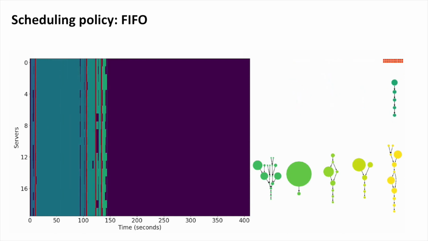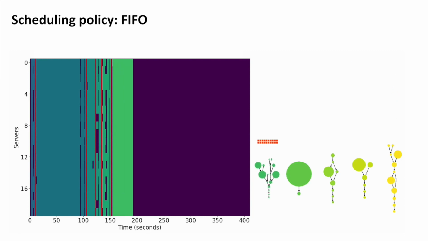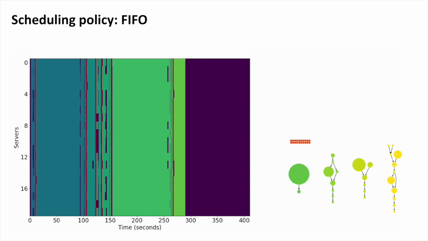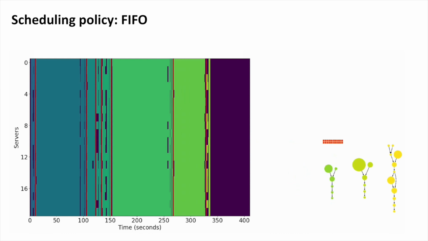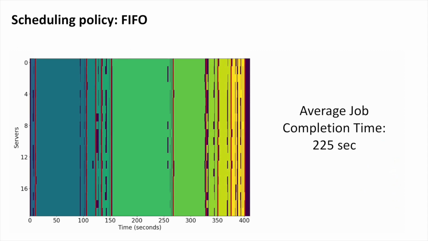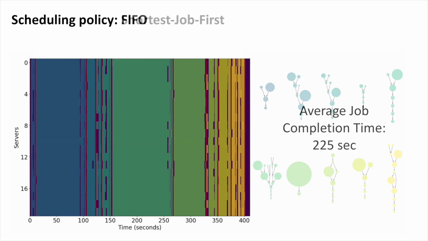As expected, this simple scheduler reserves the servers to the jobs in the order of their arrivals. Since it does not consider the size of the job or resource sharing, when a big job blocks ahead of many small jobs, this significantly increases the average job completion time. In this example, the average job completion time is 225 seconds.